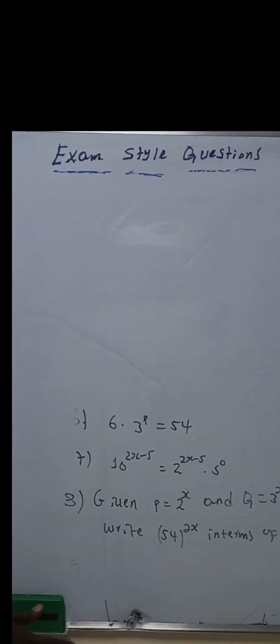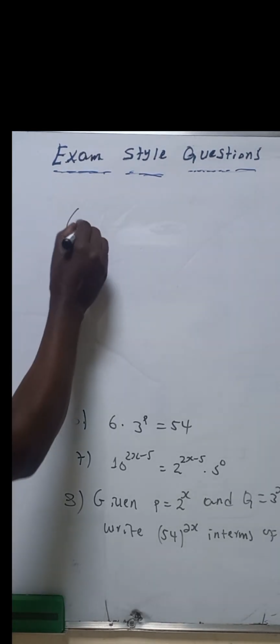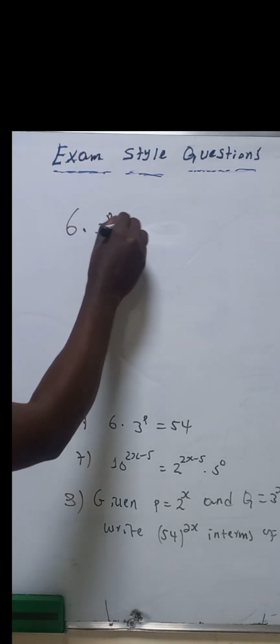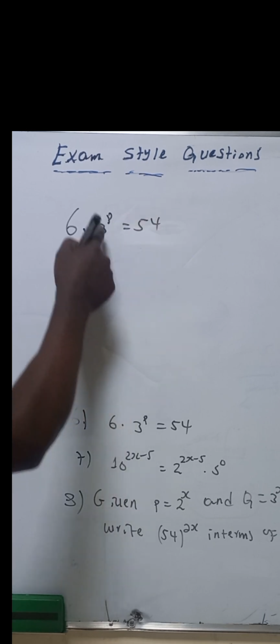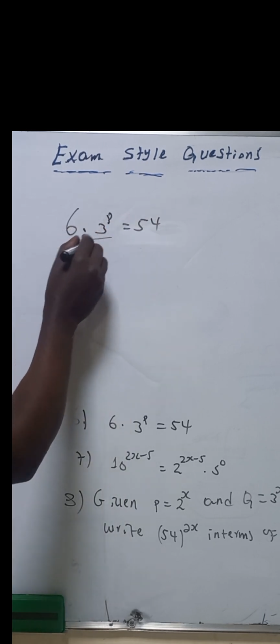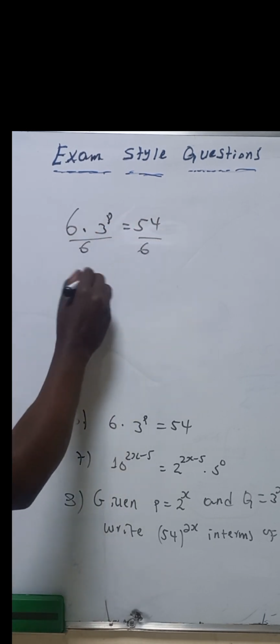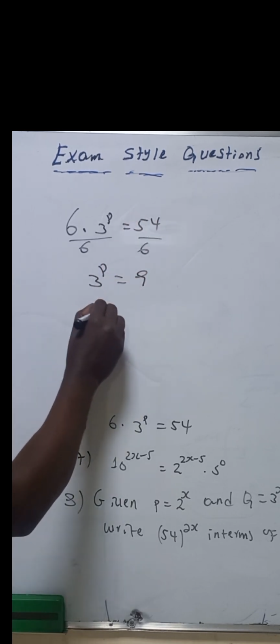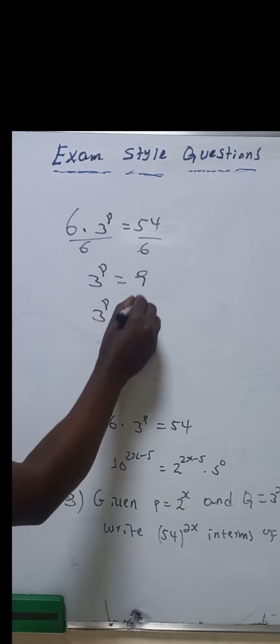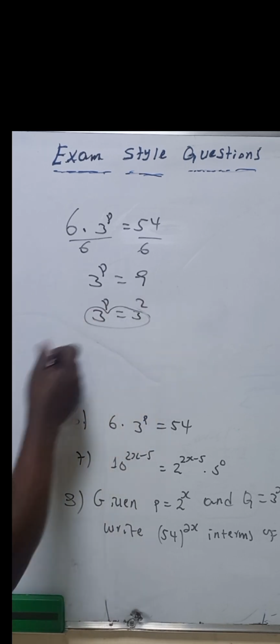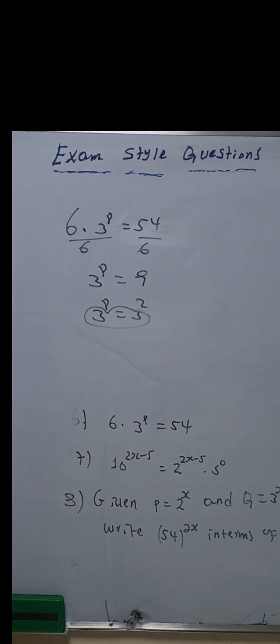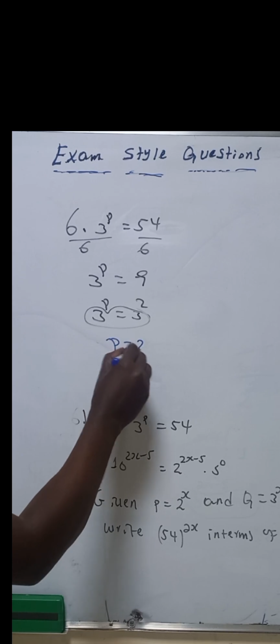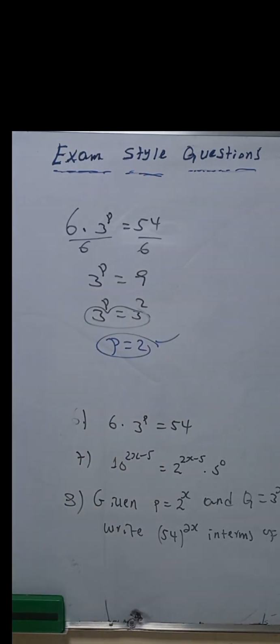Let's continue with how we solve again. The next one: 6 times 3 to the power of p is equal to 54. Is that? To find the value of p, let's divide both sides by 6. So 3 to the power of p is going to be what? 9. 3 to the power of p is 9, which means 3 squared. Now we have the same base again here. So you can immediately equalize: the value of p is 2. Is that? This is very simple again.